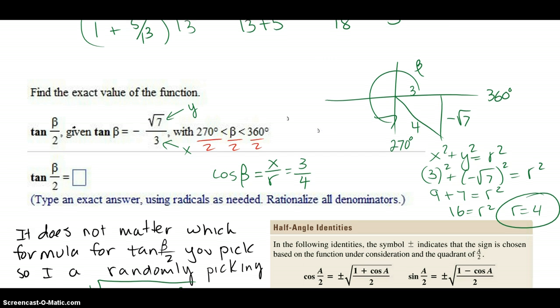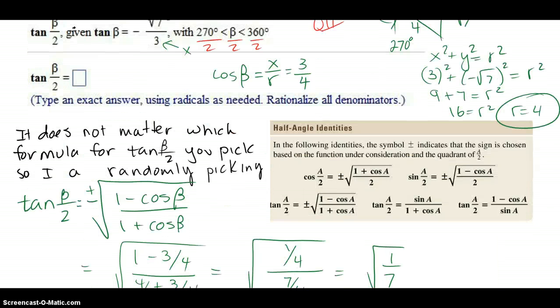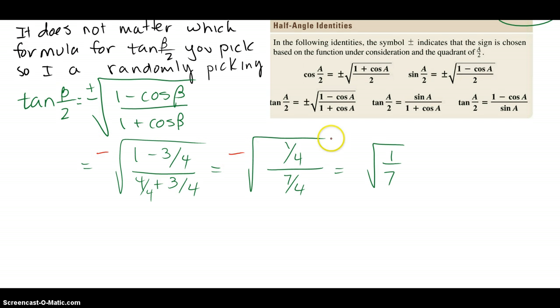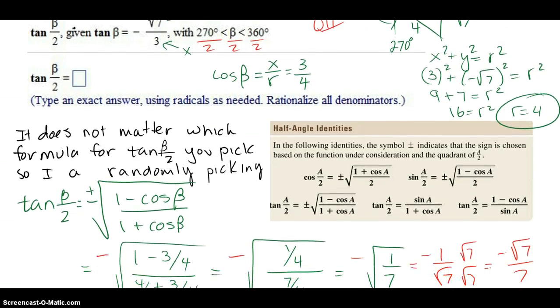270 over 2. We know beta over 2 is between 135 and then 360 over 2 is 180. So 135 and 180 is in quadrant 2, and tangent in quadrant 2 is negative. So I'm going to go down here and put a negative here. The only thing they asked us to do is rationalize. So we could do that by taking the square root of top and bottom, making that a negative, multiplying by square root of 7. So the answer should be negative square root of 7 over 7. Hope that helps.